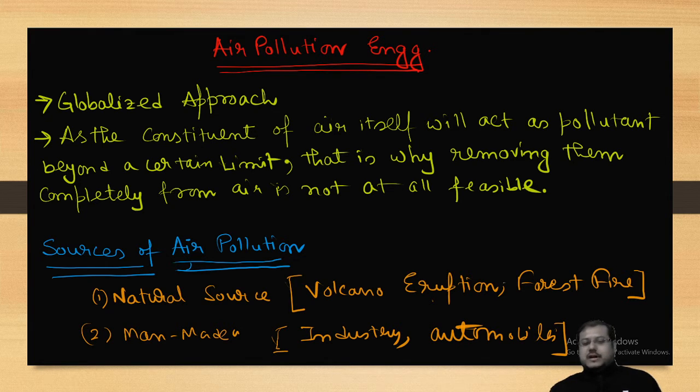Sulfur oxide is a constituent of air itself, oxides of carbon are a constituent of air itself, oxides of nitrogen are a constituent of air itself, but they act as pollutants beyond a certain limit. That is the problem actually, when a constituent of air itself acts as a pollutant beyond a certain limit. That's why it is not feasible to make it zero.